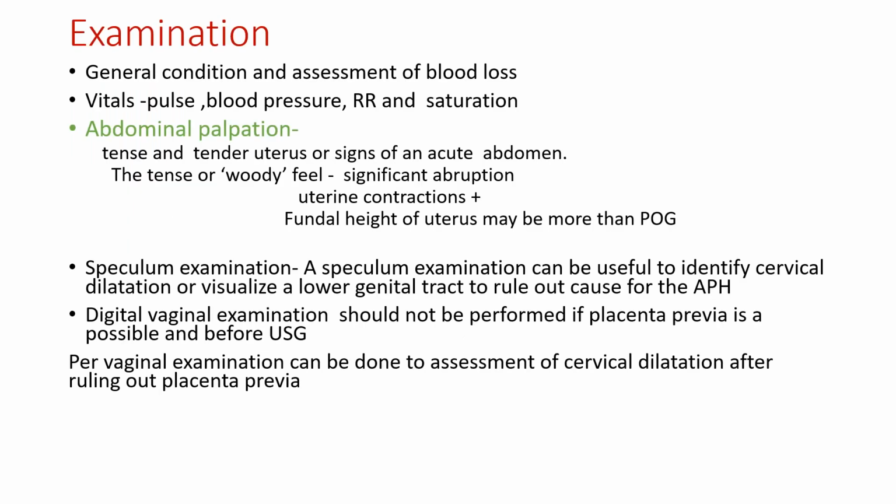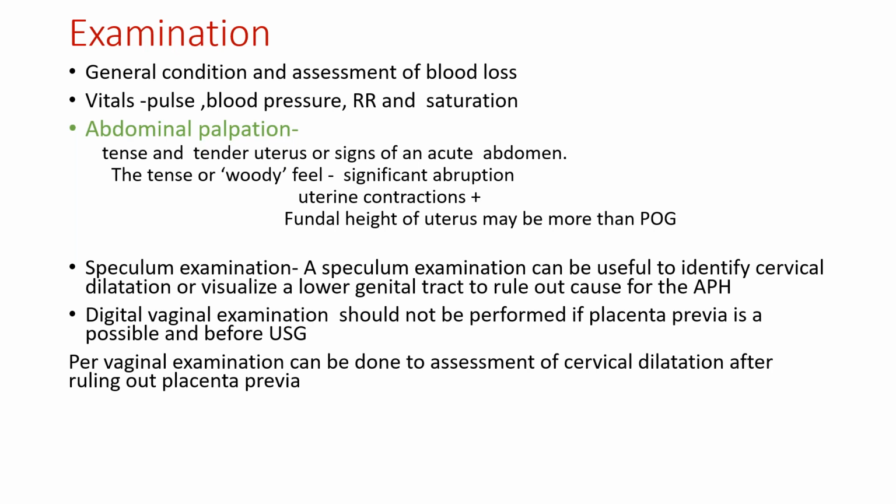On examination, first of all, when a patient is coming to you with bleeding PV and you find a tense abdomen, or trickling of blood over the legs, or soaking of the bed sheet or clothing, you have to assess by seeing the patient what amount of bleeding she has. According to the general condition and assessment of blood loss, you go with the case. If she is having bleeding, you have to immediately check the vitals of the patient, that is pulse, blood pressure, respiratory rate, and saturation.